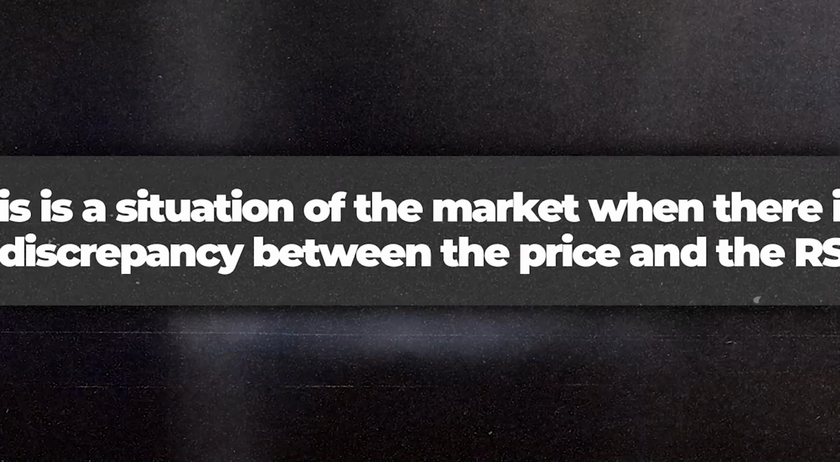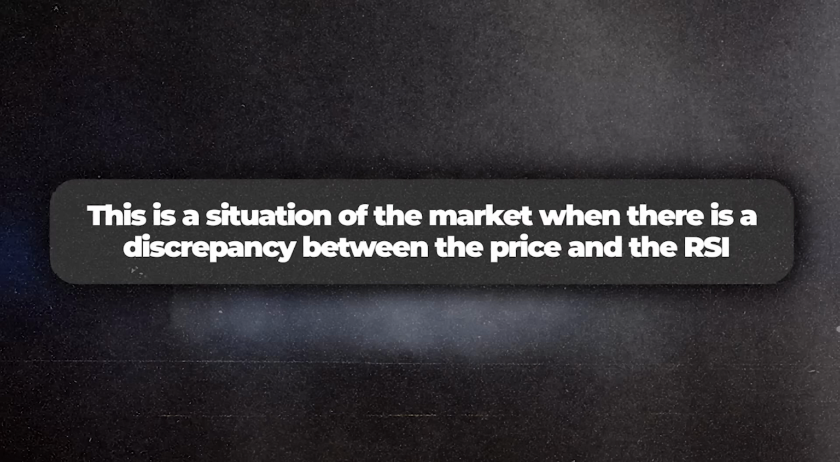RSI divergence is a situation of the market where there's a discrepancy between the price and the RSI. The RSI will be saying you should sell, and then the price is kind of saying you buy. That doesn't mean one of them is wrong. It's just showing that at that time there is a discrepancy, a particular turn is going to happen, and this is what you should do when that happens. It's also a way to get into the market at that time.